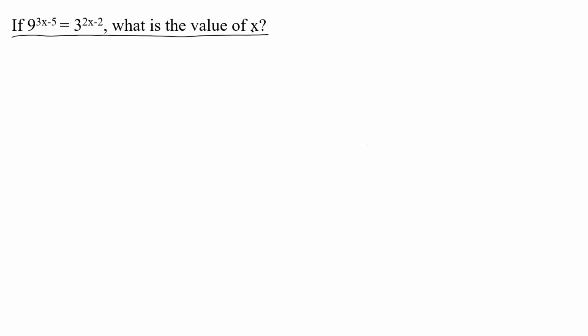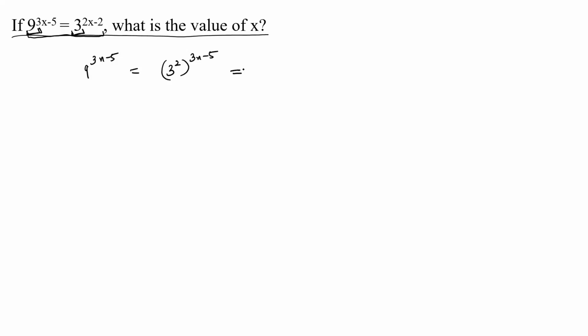Now again in this question, it says what is the value of x? We are given that 9 raised to power 3x minus 5 is 3 raised to power 2x minus 2. Now again we have to reduce this to 3 raised to power something, because we have to compare the exponents. So in order to compare exponents, we have to have the same number which is raised to the exponent. So 9 raised to power 3x minus 5 is 3 squared, and that is raised to power 3x minus 5.